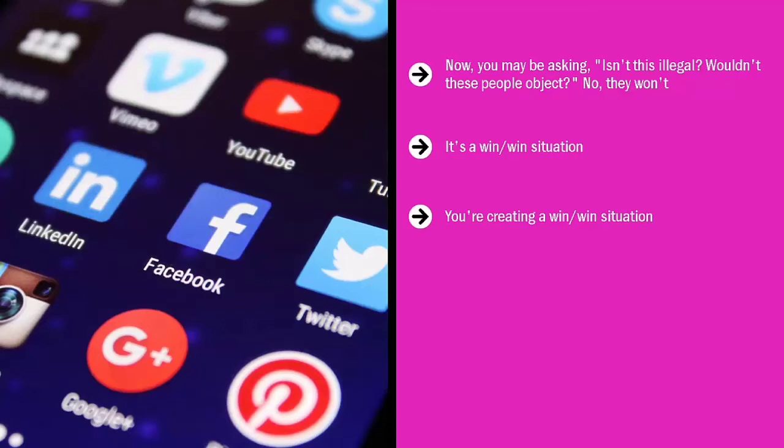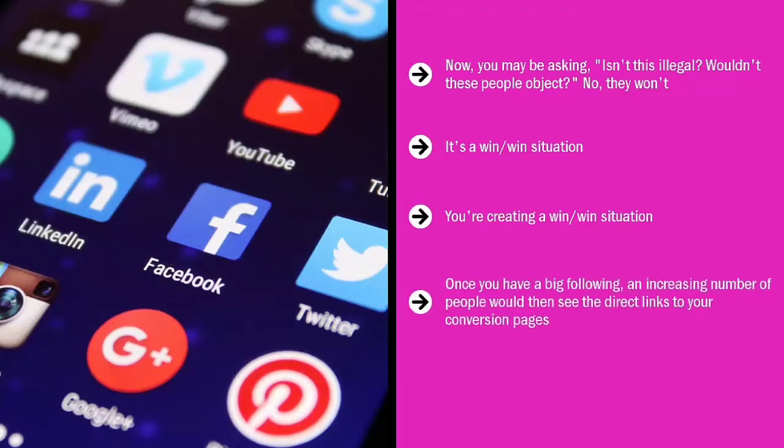The people behind the curated content get traffic and brand visibility. You, on the other hand, get to build up your social media accounts. Once you have a big following, an increasing number of people would then see the direct links to your conversion pages. They can then click through and you end up with more traffic to your email squeeze page.